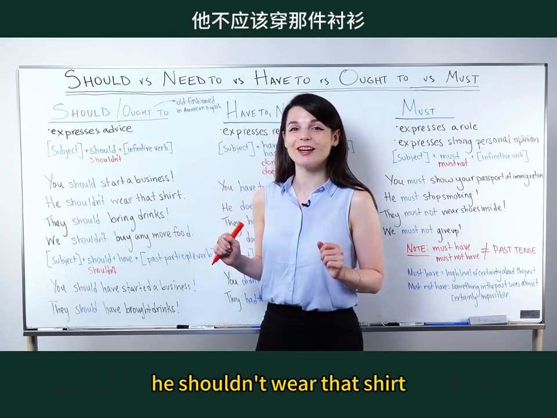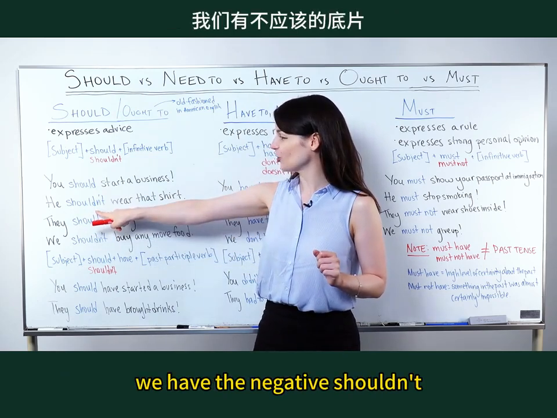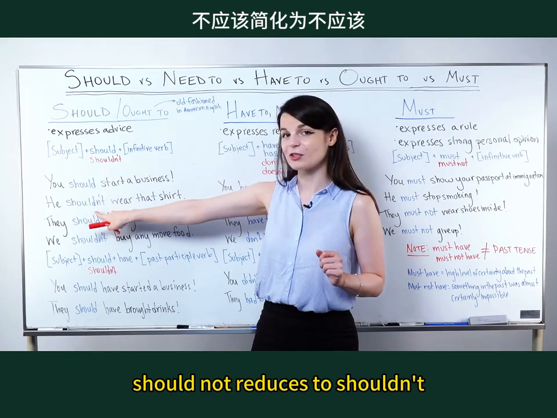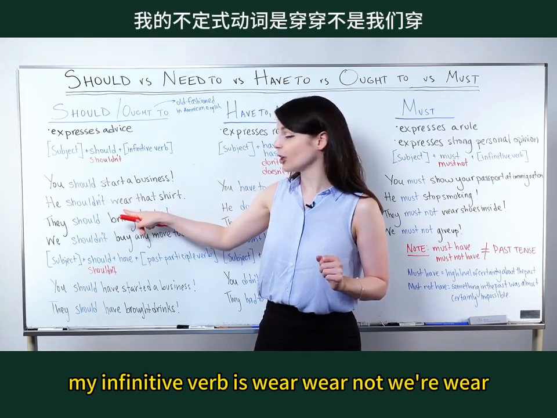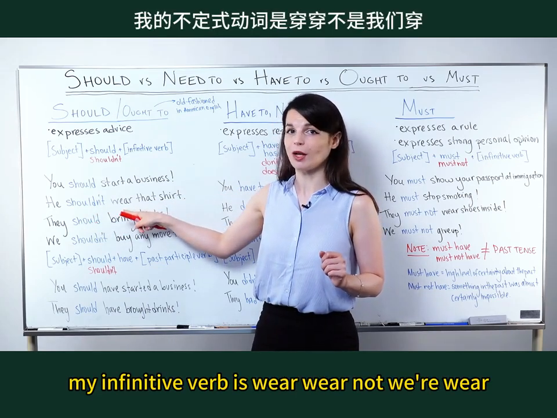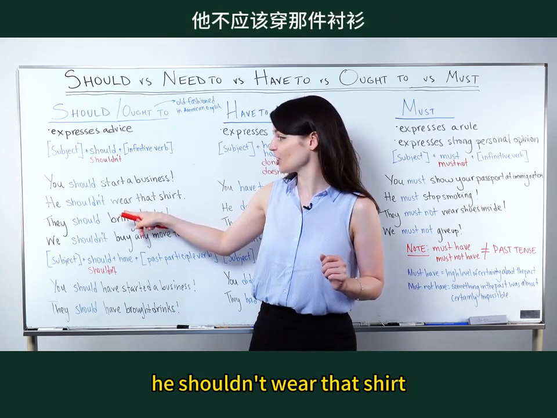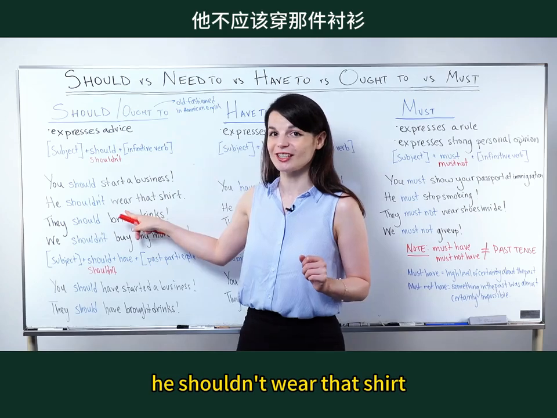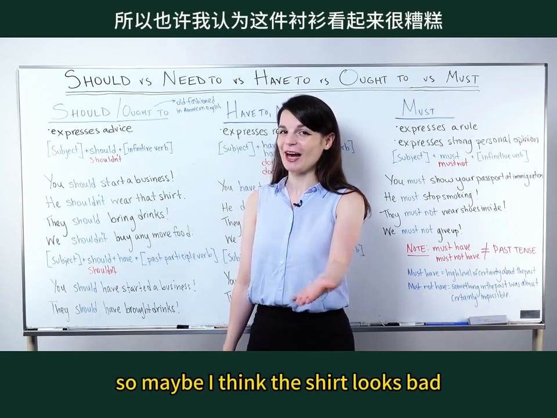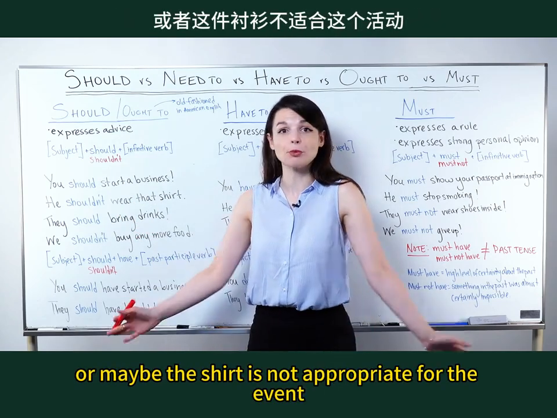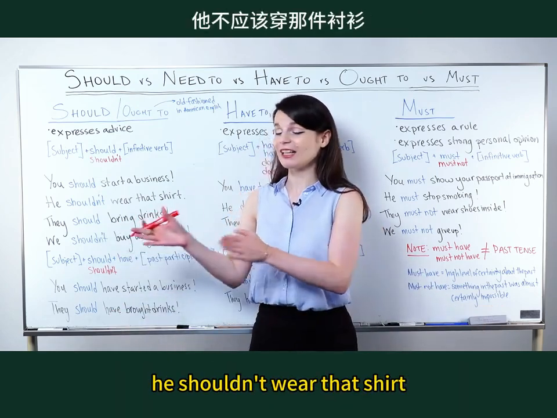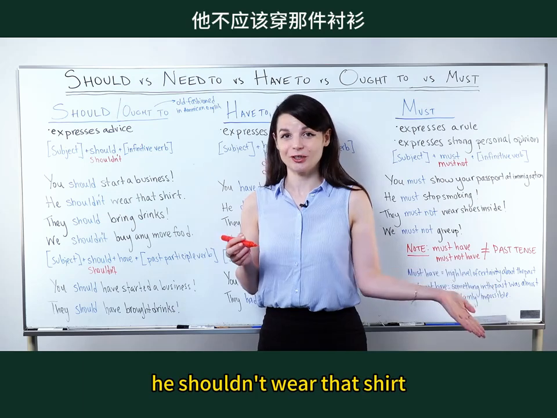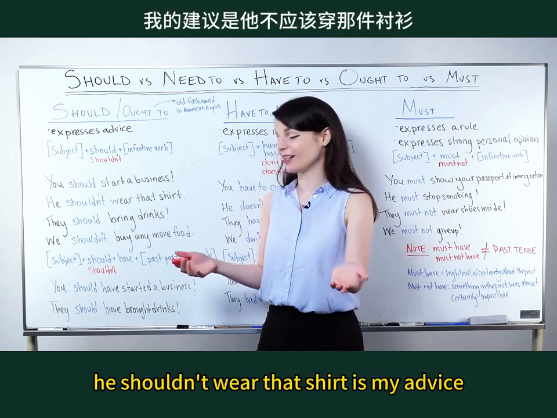The second example, he shouldn't wear that shirt. He shouldn't wear that shirt. We have the negative shouldn't. Should not reduces to shouldn't. My infinitive verb is wear. He shouldn't wear that shirt. So maybe I think the shirt looks bad, or maybe the shirt is not appropriate for the event. He shouldn't wear that shirt is my advice.